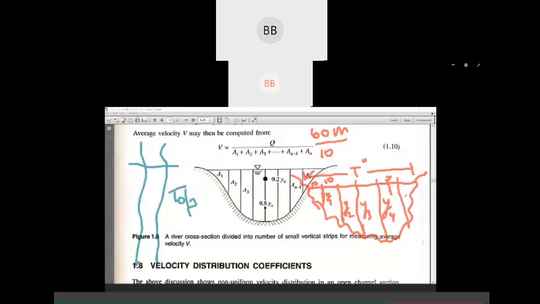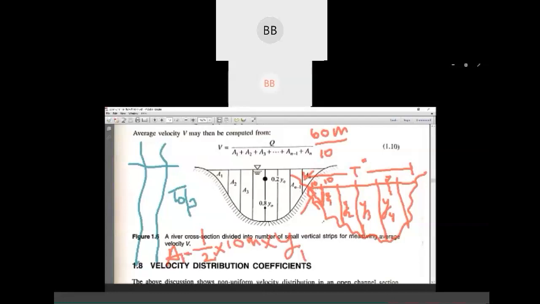Now we need to find out the area. As this is an irregular shape, we consider the first section to be a triangle, a triangular section. Then we use the equation of area, half into base. The base is already 10 meter, multiplied by whatever depth we have measured. We substitute here, and that gives us the area of that first section.